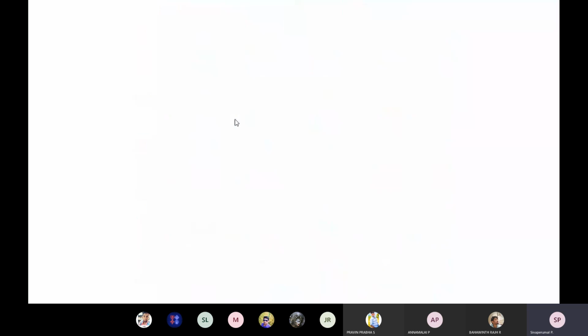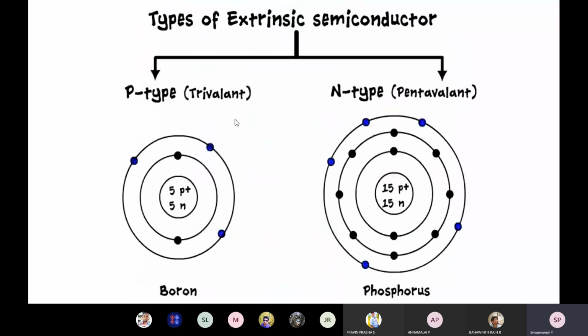This is boron or else phosphorus. For P type you use boron, and for N type semiconductor you use phosphorus. For N type, 5 valence electrons should be available, and that is called pentavalent.